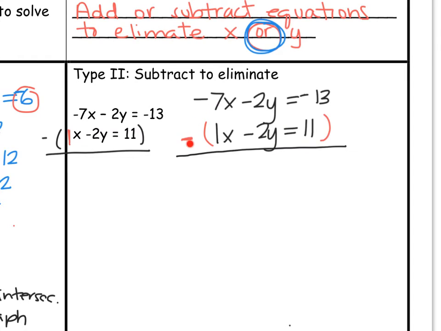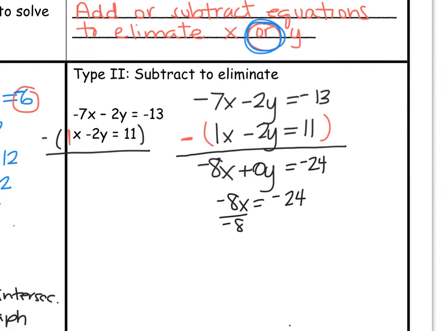So I'm doing negative 7x minus 1x, and that's going to give me negative 8x. Then I'm going to do negative 2y minus negative 2y, and that's the same thing as negative 2y plus 2y, so that's going to give me 0y. And then negative 13 minus 11 is going to give me a negative 24. So when I simplify everything, I get negative 8x equals negative 24. Divide by negative 8, and we get x equals 3.